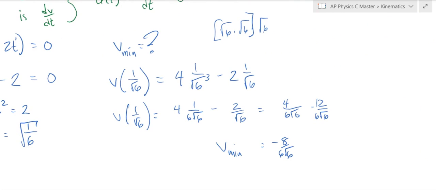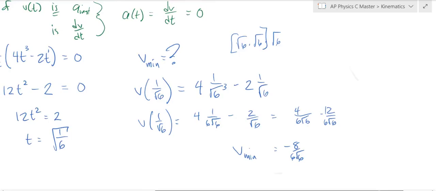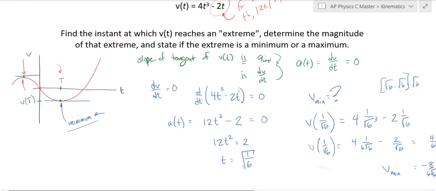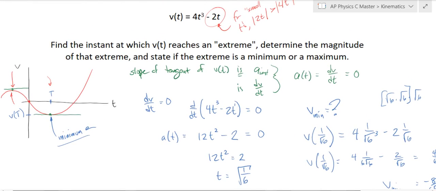And I'm not using any units, forgive me. That's not the point of this exercise. The point of this exercise is to go through the process of saying, what does it mean? How do we decode a question that says, find a minimum or maximum? This generally says find the extremes, the extrema. Figure out how big they are, and figure out if they're mins or maxes.